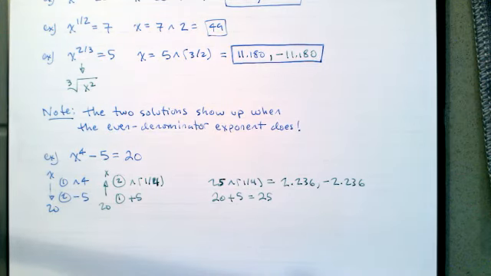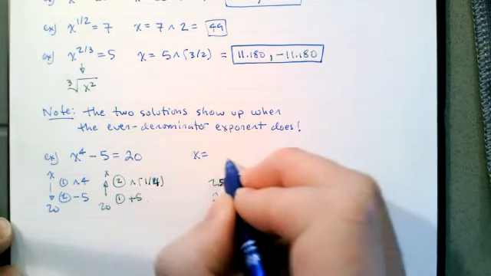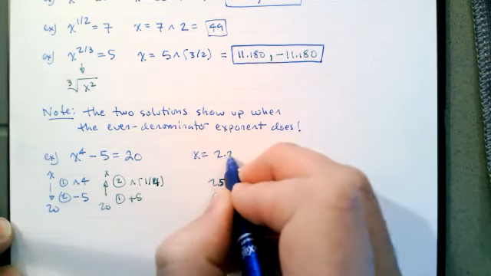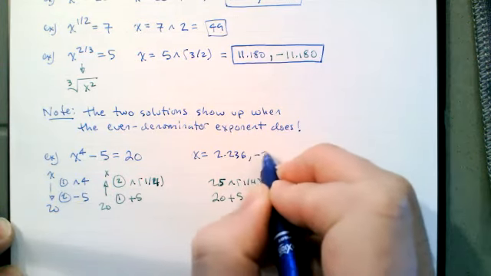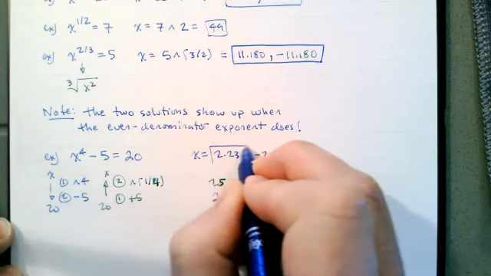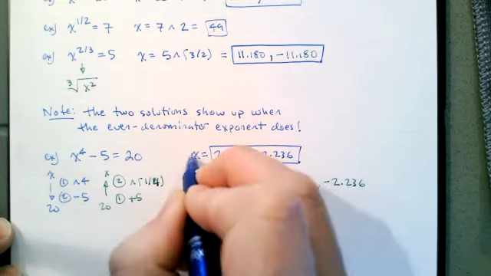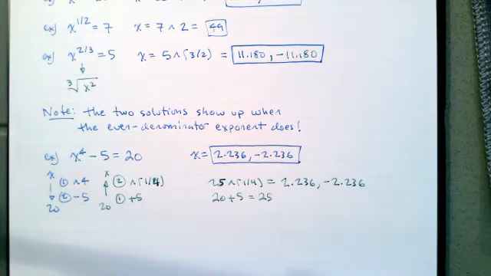And we have these two solutions that happen to be opposites. So x equals, our approximations are 2.236 and negative 2.236. The last thing we did was the 1/4 power, the even denominator exponents. So that's all we had to do. We just write down our two solutions, one positive, one negative.